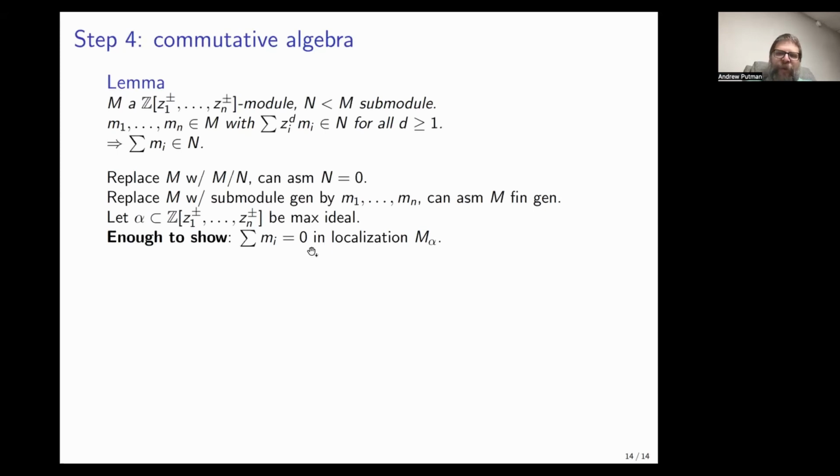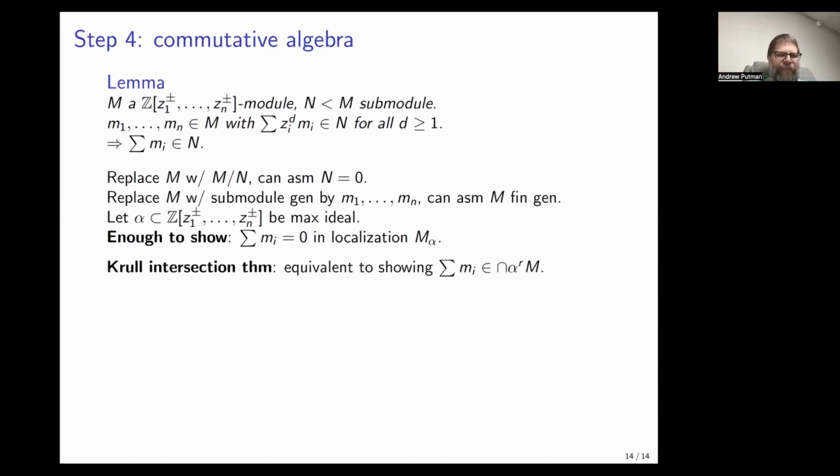Remember, in commutative algebra, if you have some element and it's 0 when you localize at every maximal ideal, it's got to be 0. So this is like if you have a vector bundle and you have a section of a vector bundle and it's 0 at every point, then it's actually the 0 section. That is basically the same statement. Okay, so I have to show that this sum of the M sub i's is 0 in this localization.